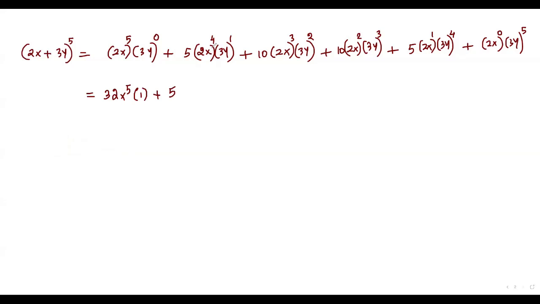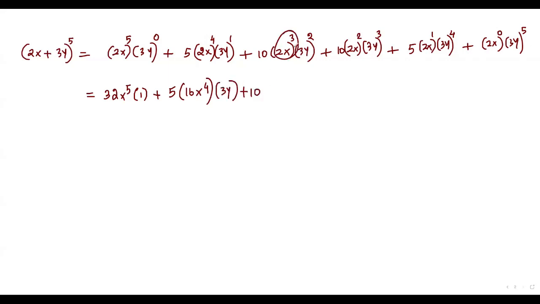Now we have to evaluate 2x to the fourth power. Since 2 and x are multiplied, this 4 can be distributed to the 2 and x. When I distribute this 4 to the 2, 2 to the fourth power is 16. And when we distribute this exponent 4 to the x, it will be x to the fourth power. 3y raised to the first power is just 3y, positive 10 times.